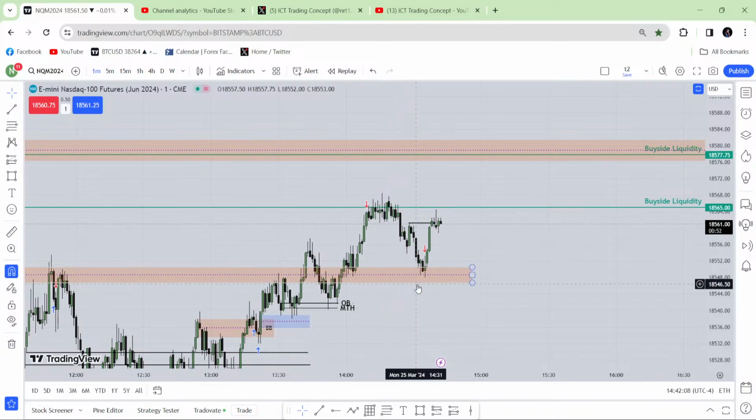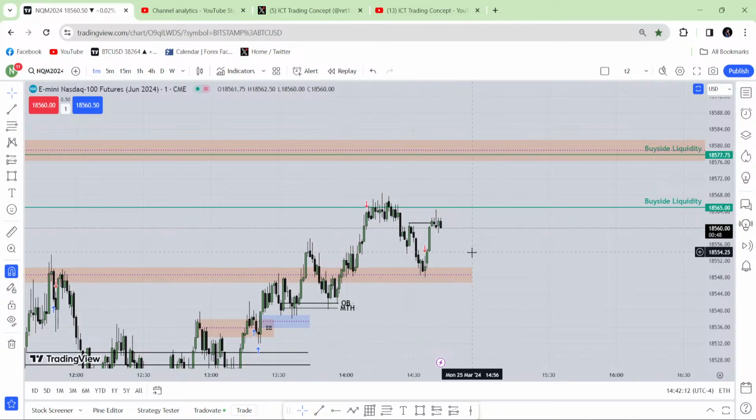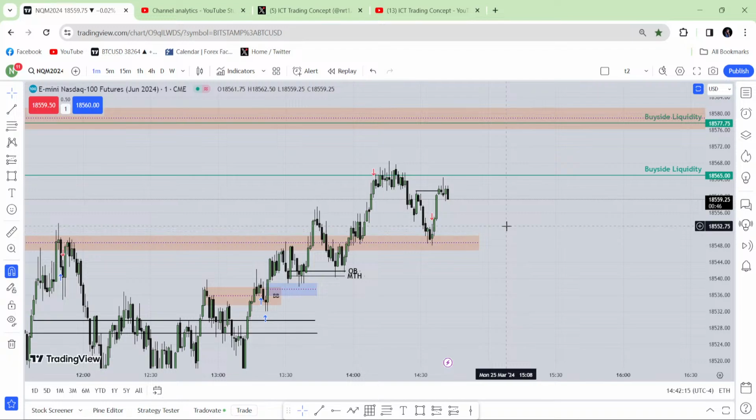Okay. Is the candle 220 a breaker block? There is no breaker block.